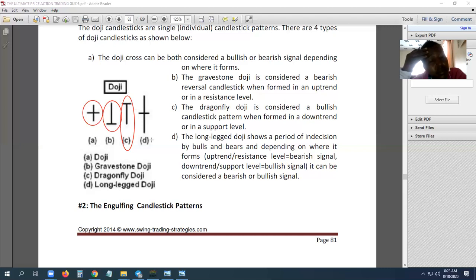This one is called a long-legged doji. It's slightly different from this one, which looks like a plus. Here there is a long wick at the top and a long wick at the bottom. It's the same concept of indecision. Sellers tried to push the market down, failed. Buyers tried to push the market up and failed. The price closed where it opened, but this time we have a high and a low.